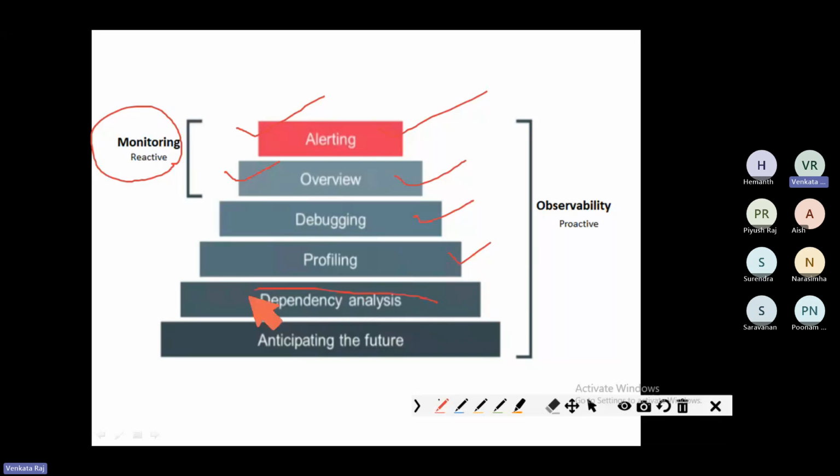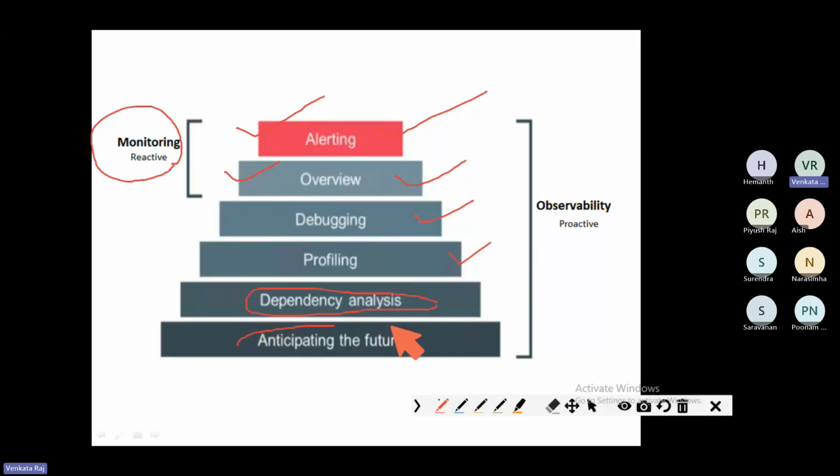Dependency analysis: the dependency of one component on another, or the dependency between services, or between the service and the database, right, guys? So we're trying to find out how the different components are connected to each other, and because of that connectivity, how they depend on each other. You can see the flow diagram of how a request goes through the different components. That is the dependency.